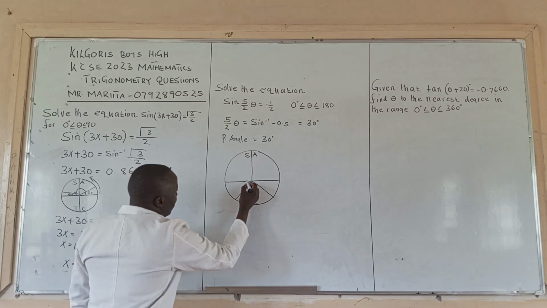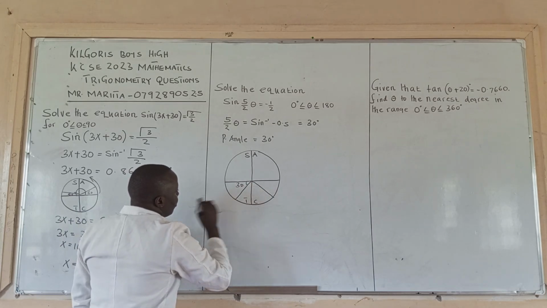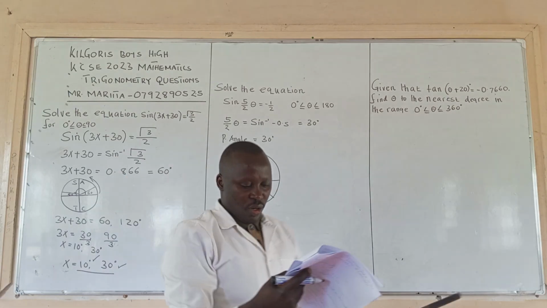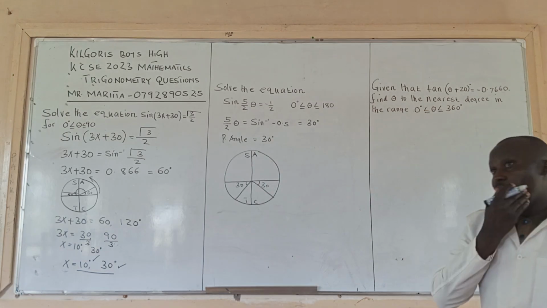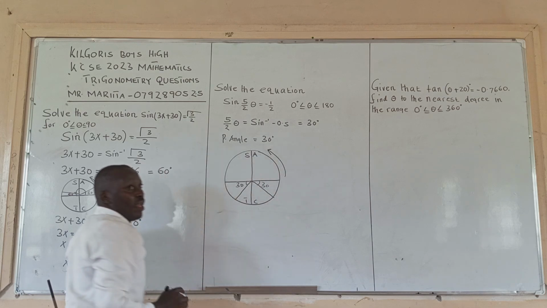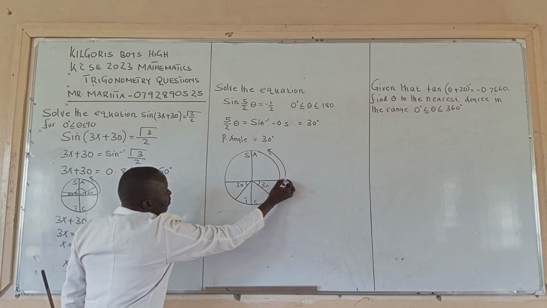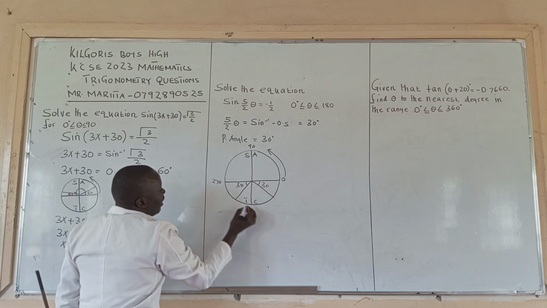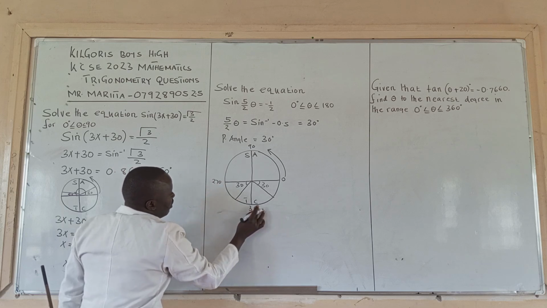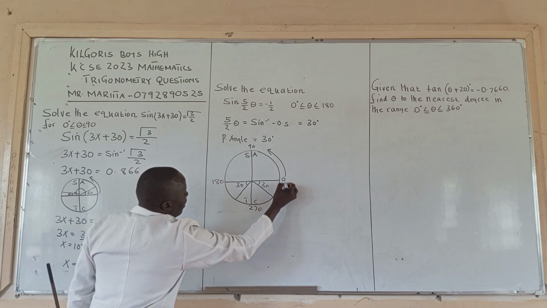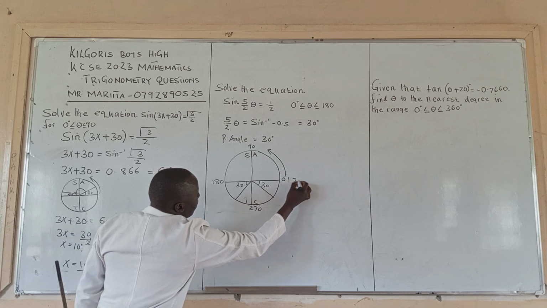So we can have this one as 30 degrees on this side, and we can also have this one as 30 degrees on that side. So if we are moving in this direction, from the first quadrant, remember this one is 0 degrees, this one is 90, this one is 180, this one is 270, and then from 0 here, you can also have 360.